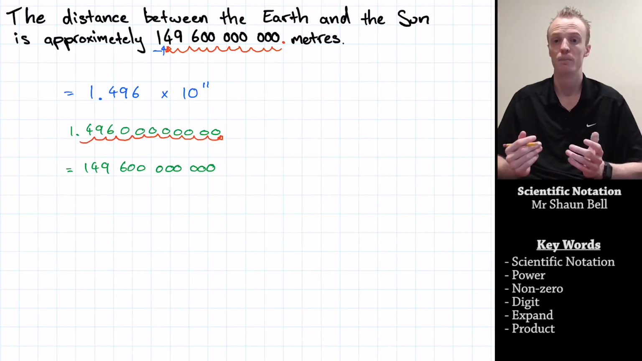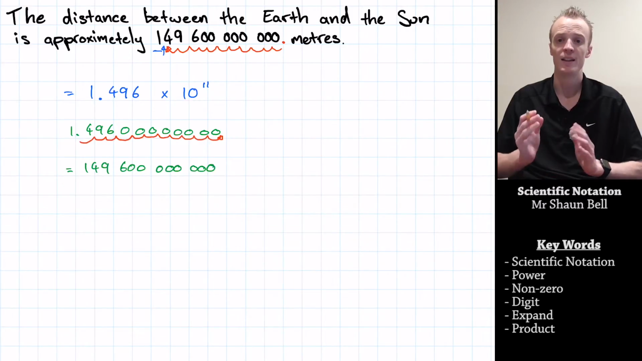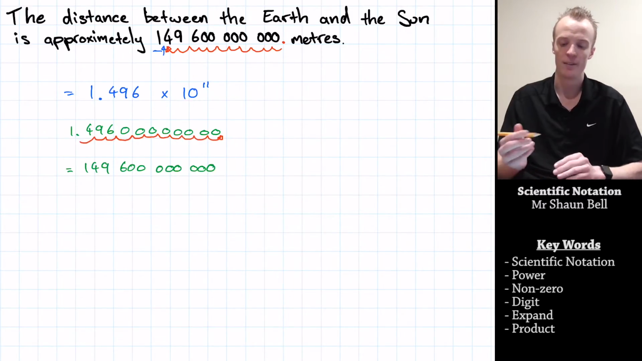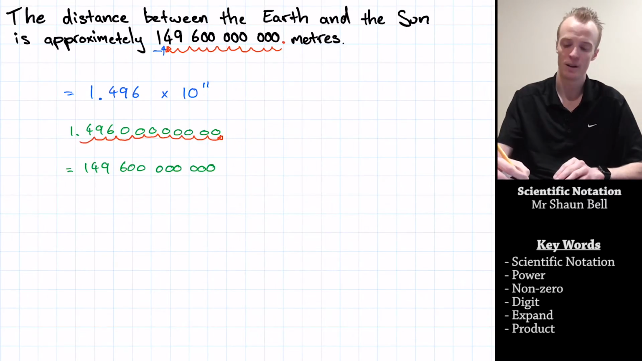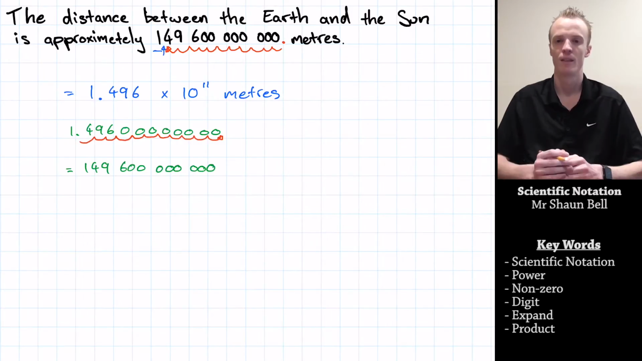One more thing that's really important to include when you're recording things in scientific notation is the units it's measured in. Now in this case it's measured in meters, so I need to record the units here. So as you can see here, that really large number has been written in a much smaller form.